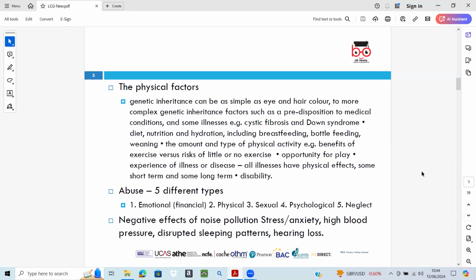Then we have disrupted sleep patterns. Noise interference can lead to poor sleep quality and insomnia. Then we have hearing loss. Continuous exposure to loud sounds can damage hearing over time.